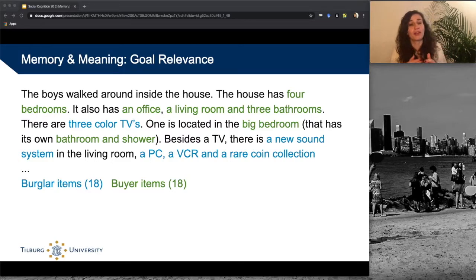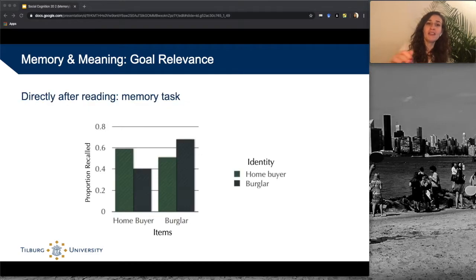And then the text kept going on like this, where some items were more relevant for the buyer than for the burglar and the other way around. And directly after reading, participants were given a memory task. So they were asked to recall items or pieces of information from that story. And as you remember, they were told to read the story either from the perspective of a potential home buyer or from the perspective of a burglar. So now we can take a look at the proportion of home buyer items recalled from the perspective of being a home buyer and from the perspective of being a burglar.